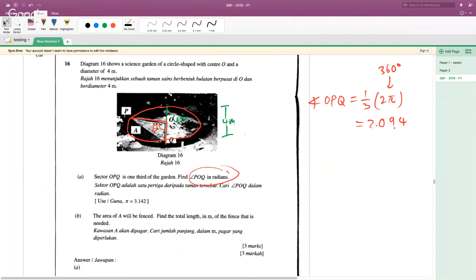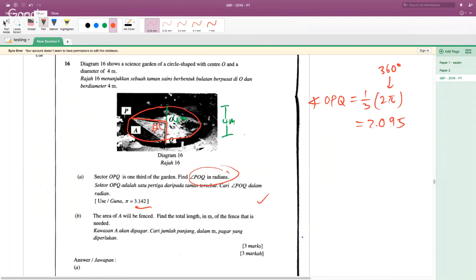They ask you to use pi as 3.142, so I shouldn't use pi from the calculator. I should change pi into 3.142, then we'll get a more accurate answer. So this is 2.095. Okay, now we solve the first part.